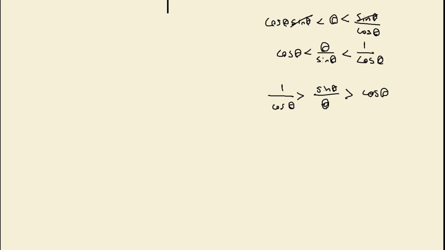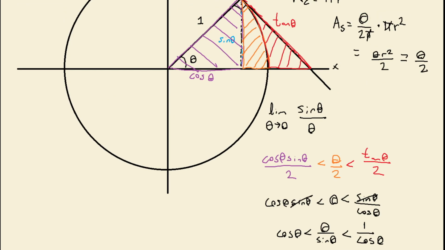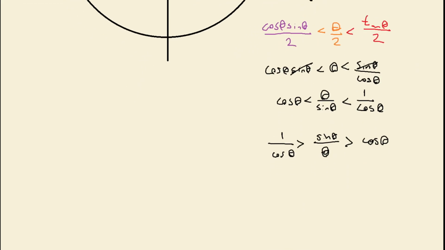And we just proved this geometrically, coming from the areas of these three segments. And so let's ask ourselves, what's the limit of this part as theta approaches 0? What's the limit as theta approaches 0 of 1 over cosine of theta?